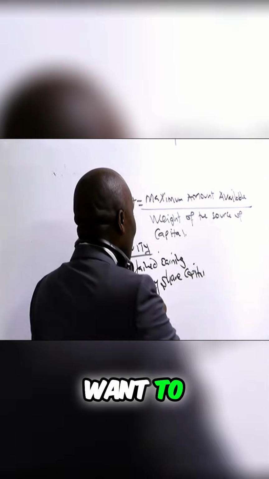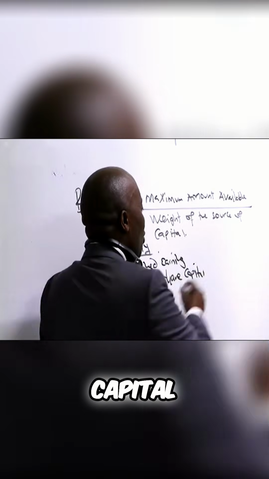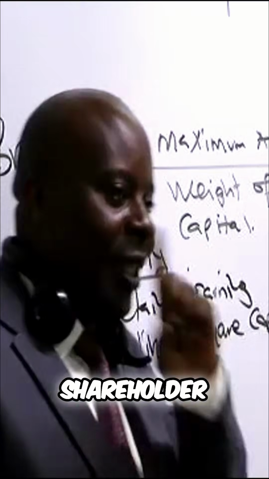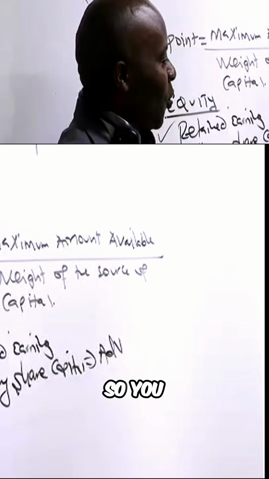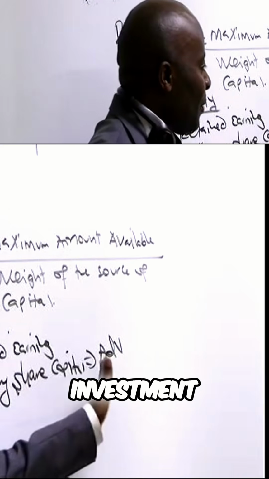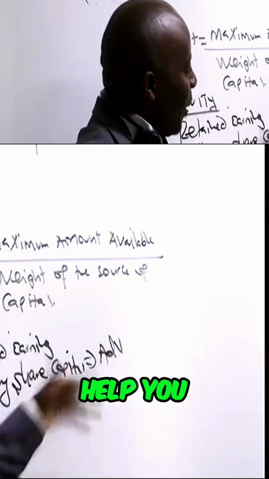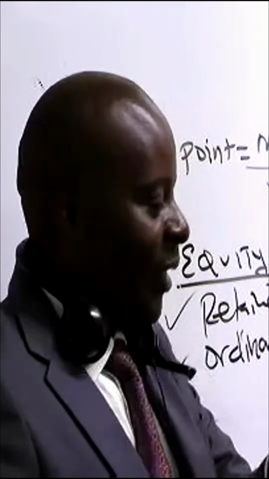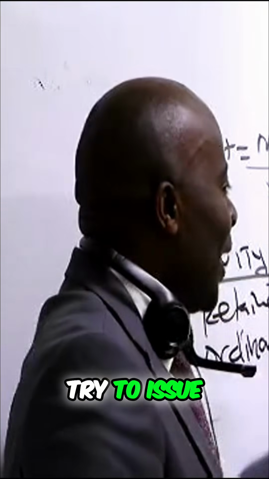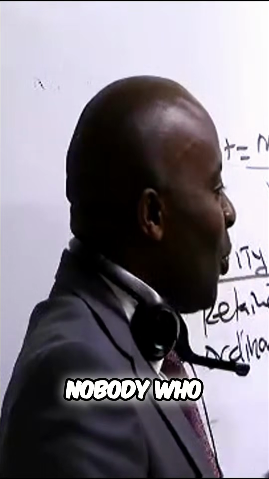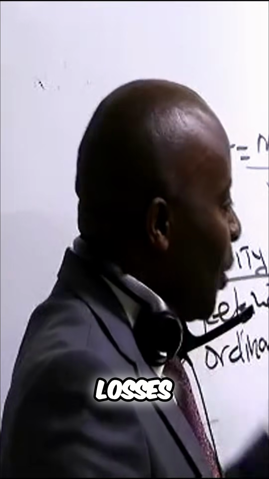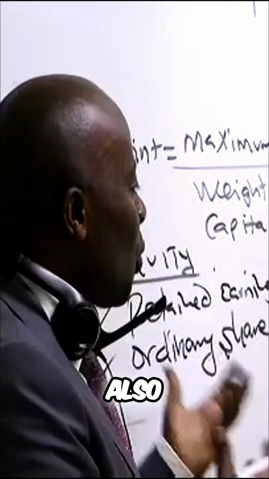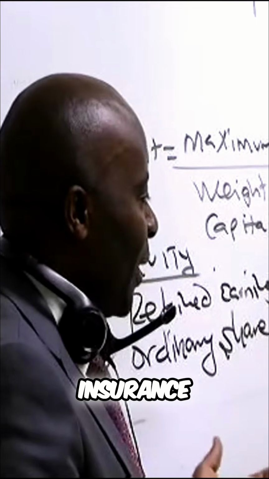Anytime you want to raise money through ordinary share capital, what does it mean? First of all, you must advertise. And you must also woo our shareholders a lot. So you must get, for example, an investment banker, who will help you craft a very compelling prospectus. It's not easy, because at times you may try to issue new shares and there is nobody who is interested, especially if you are making losses. So this becomes very costly because of also the cost of underwriting, insurance, etc.